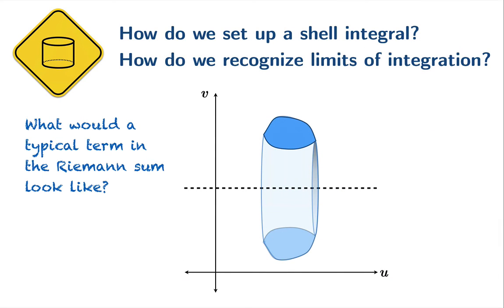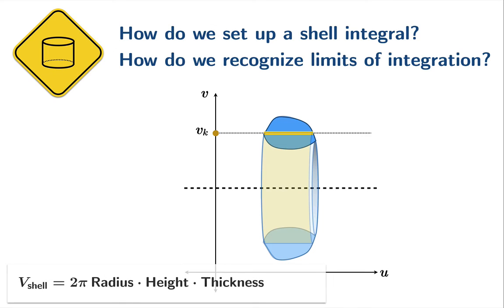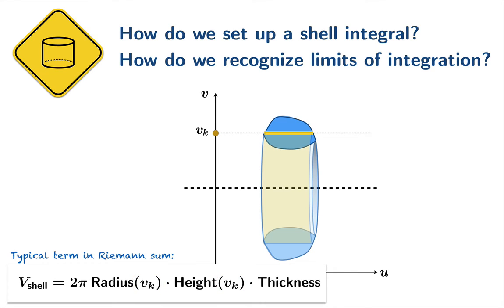So how do we set up a shell integral, and how do we recognize the limits of integration? Let's look at a typical term in the Riemann sum. So there's our skewering axis. That means our integration is going to be with respect to v. And for a particular value of v, you get a shell. Now remember, the volume of a shell is 2 pi times the radius times the height times the thickness. We want the radius and the height as functions of v sub k in this case. So that's what our typical sum is going to look like in the Riemann sum.